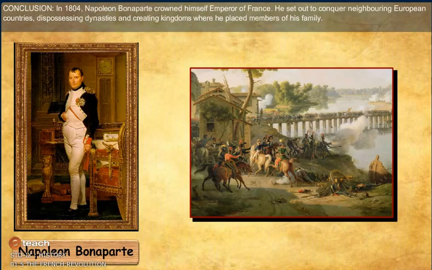Conclusions. In 1804, Napoleon Bonaparte crowned himself Emperor of France. He set out to conquer neighboring European countries, dispossessing dynasties and creating kingdoms where he placed members of his family.